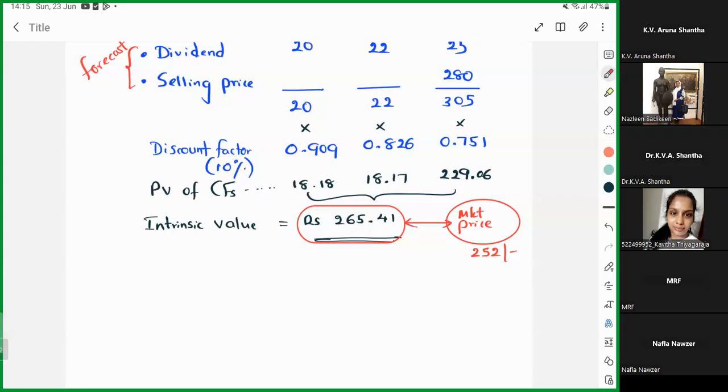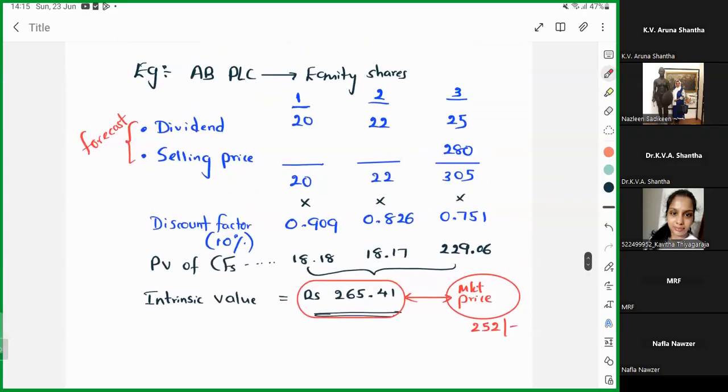Now think very carefully. One share is worth 265 now, but those shares are available in the market at the price of 252. Then it's beneficial. You can buy at 252, a price lower than your valuation. Then it's profitable to buy. It's worth buying these shares. Now you see, for equity shares, you can apply the same technique.